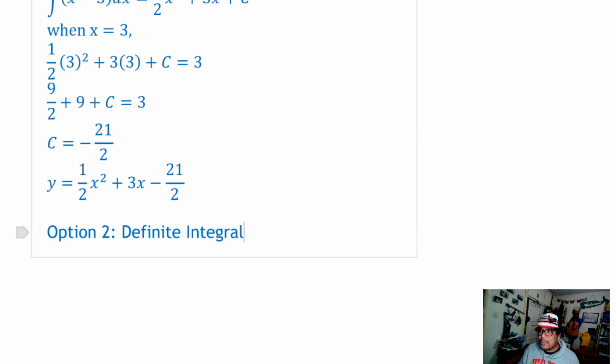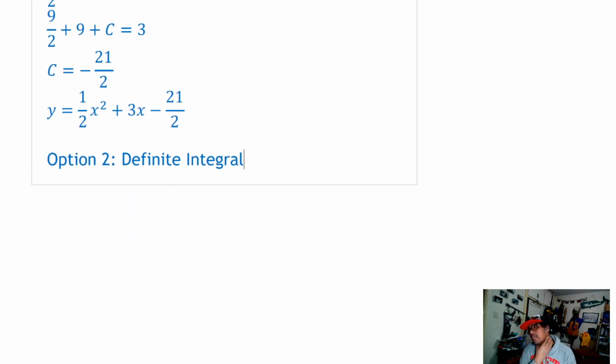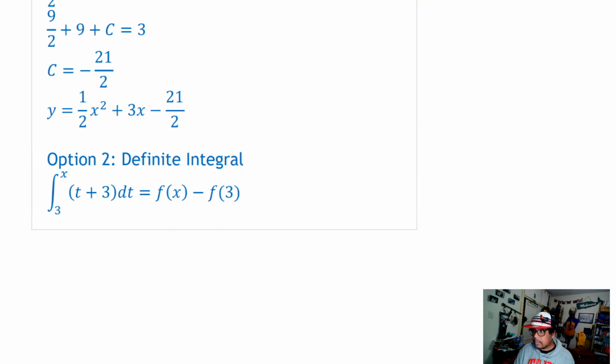Option 2 would be to use the definite integral. And this is not the way that I would have done this in high school, but it is certainly valid. For this method, we're going to use, firstly, the fundamental theorem of calculus, and secondly, the knowledge that f of 3 is equal to 3.